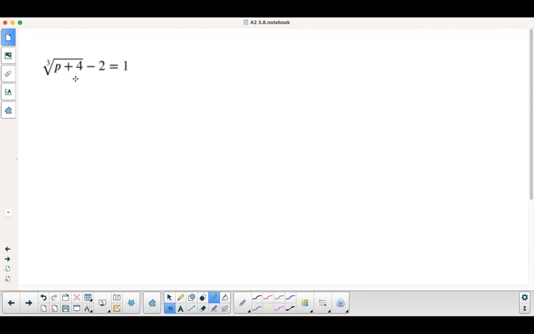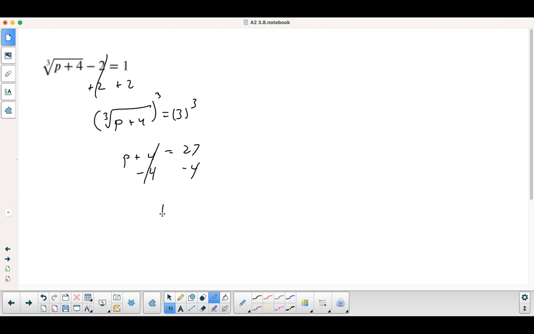All right. Let's see. Again, get the cube root by itself. Add 2 to both sides. Cube both sides. Cube cancels out the cube root. And there we go. 23.